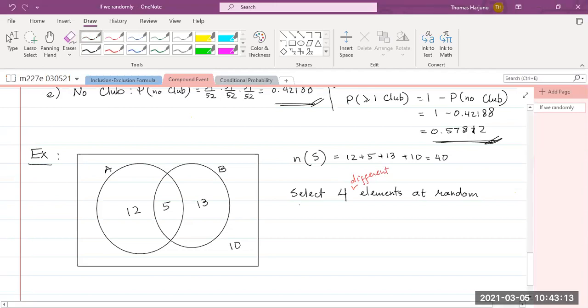I want you to compute part A. Find the probability of selecting all 4 of them from set A. By the way, you need to know this already. How many elements do we have in A? How many elements do we have in A?